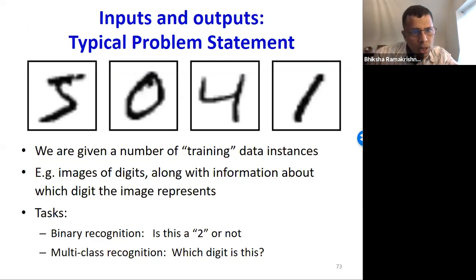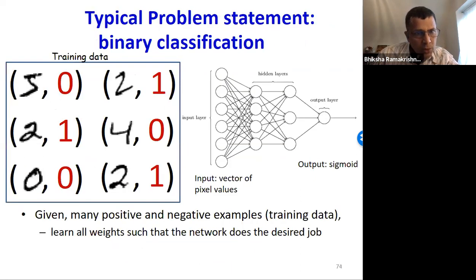In a typical problem statement, you're given a bunch of training instances, images of digits along with information about which digit each image represents. In a binary recognition task, it will be, is this 0 or not? In multi-class, it's going to be which digit is it? For binary classification, your training data is going to look like so. These are the inputs. Corresponding to each input, you will have a binary label. And the network will have a sigmoid output. We're going to try to train the parameters of this network to produce these outputs.